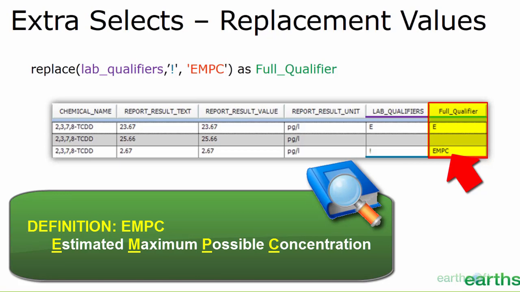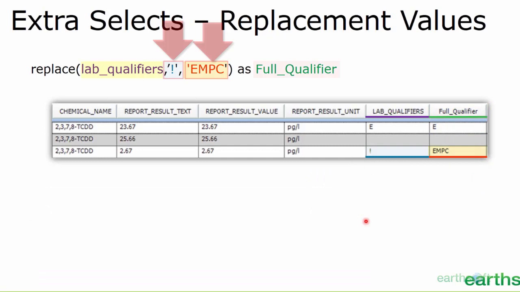And so what some folks have been able to do is create basically a placeholder fake qualifier for the EMPC. And then using the extra selects, you just create this nice replace statement. And what it will do is replace any of the lab qualifiers with that pretend qualifier. In this case, I made it an exclamation point to be ridiculous. And then I would replace that with the EMPC.